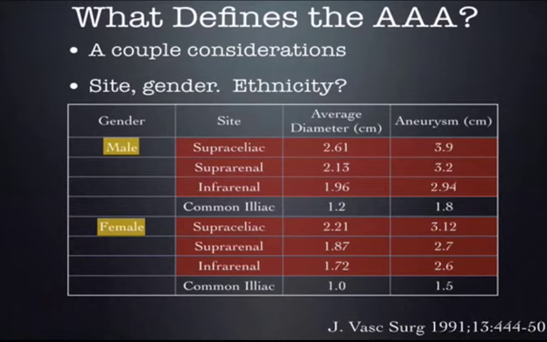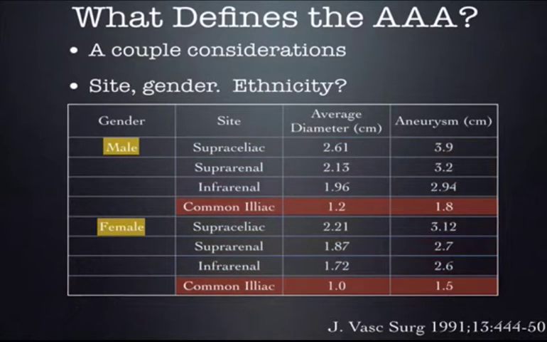And you can see the average diameters at the supraceliac, suprarenal, and infrarenal portions of the aorta. For the most part, the 3 centimeter cutoff for aneurysm works quite well, with the exception of maybe the supraceliac portion of the male aorta, which is a rare location for abdominal aortic aneurysm. So it's okay to use this 3 centimeter cutoff.